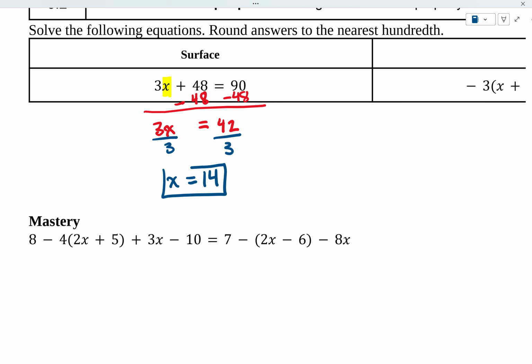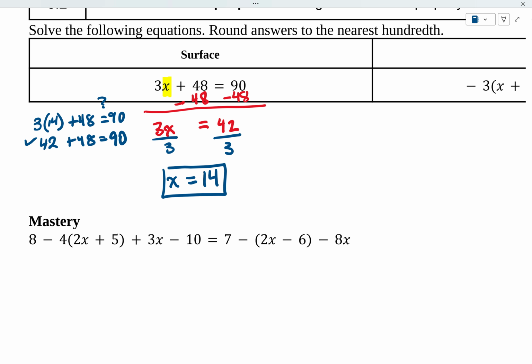Remember, one way to check to see if your answer is correct, you could go 3 times 14, find out what that is, then add 48, and ask yourself, is that equal to 90? And we know that 3 times 14 is 42, and is 42 plus 48 equal to 90? And the answer is yes.